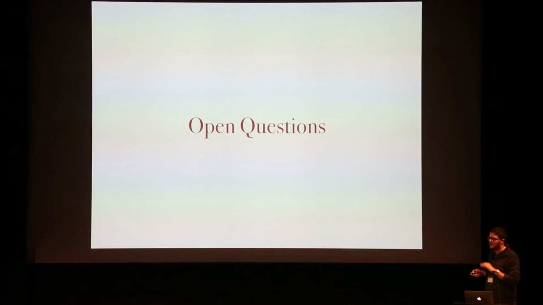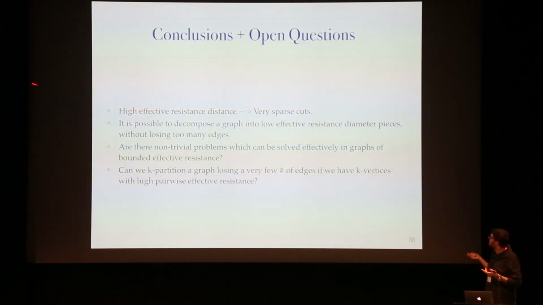So I'm just going to move to the conclusion and open questions. So again, we showed that if you have a pair of vertices with high effective resistance, you can find very sparse cuts. It is possible to decompose a graph into low effective resistance diameter pieces without losing too many edges. These are the two results we have. And I guess the low-hanging fruit right now is the question whether this decomposition is useful at all, because we don't know any applications, but it would be cool to have applications.